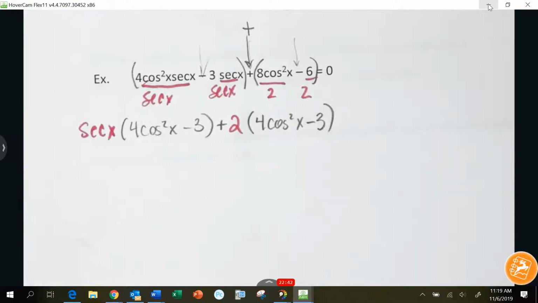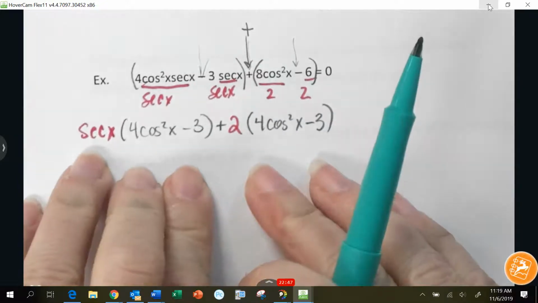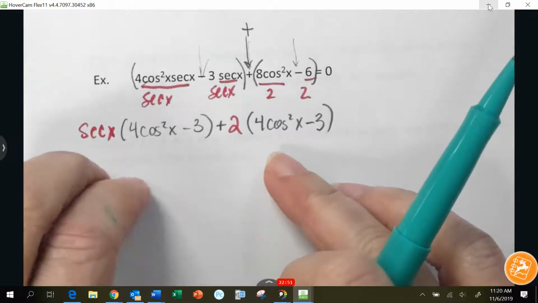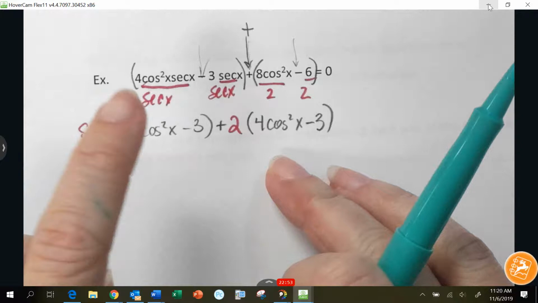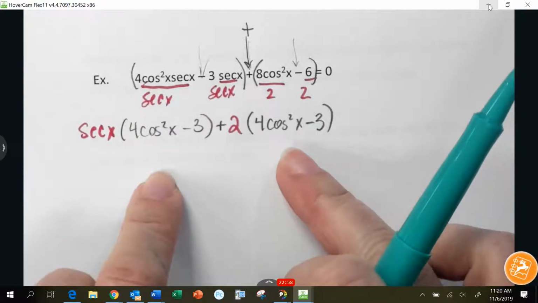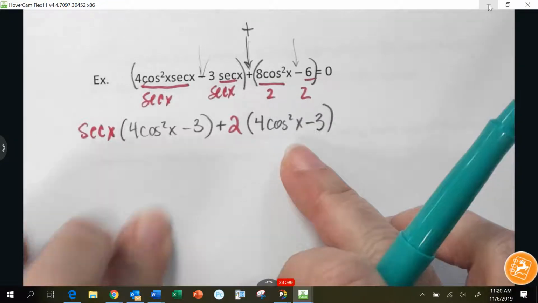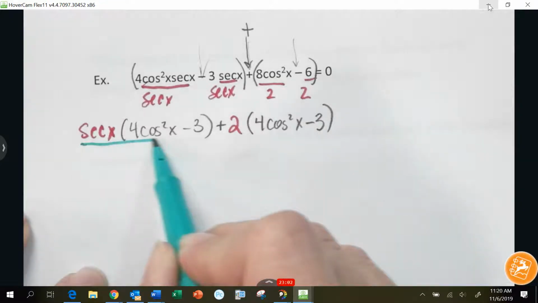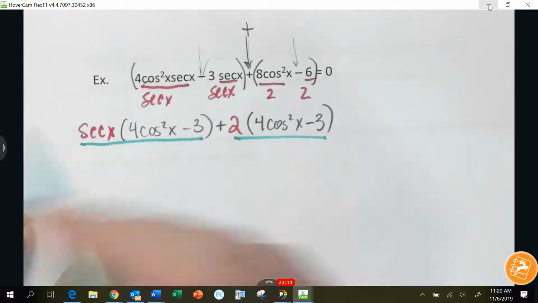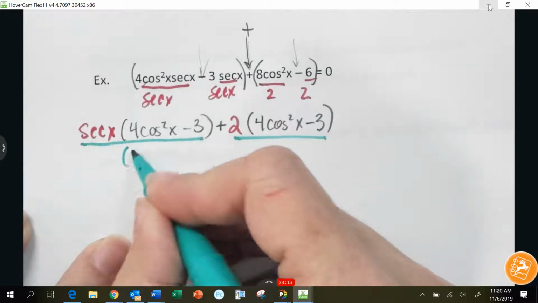Now remember, from here, you now treat this like it's a binomial. It's separated by 1 plus sign, so now we're thinking binomials. So I look on either side, and my first step of factoring, is there a greatest common factor for either side? Is there a greatest common factor for this and this? 4 cosine squared minus 3 is the greatest common factor for these 2 terms.